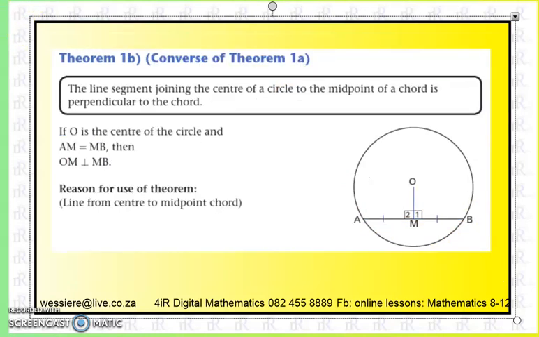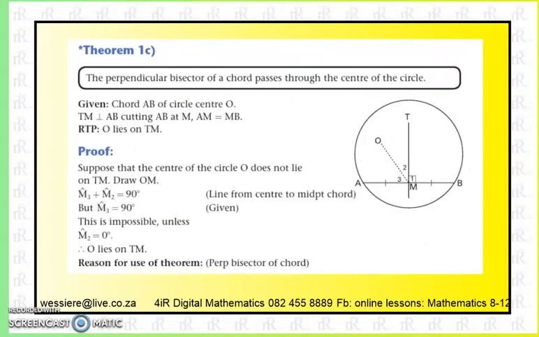The converse of this theorem says that if a line is drawn from the center of the circle to the midpoint of a chord, then this line is perpendicular to the chord. Now we look at the rider of this theorem. And this rider states that if a line is perpendicular to a chord and it bisects the chord, then this line runs through the center of the circle.